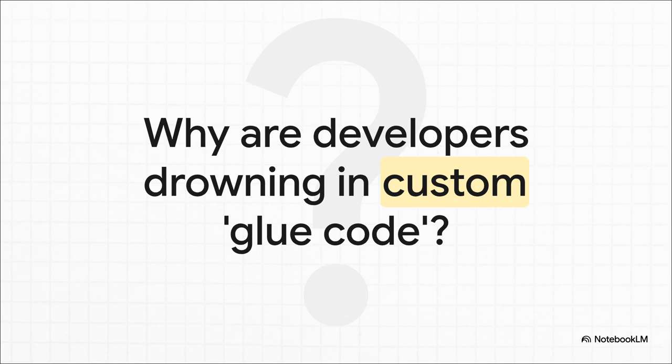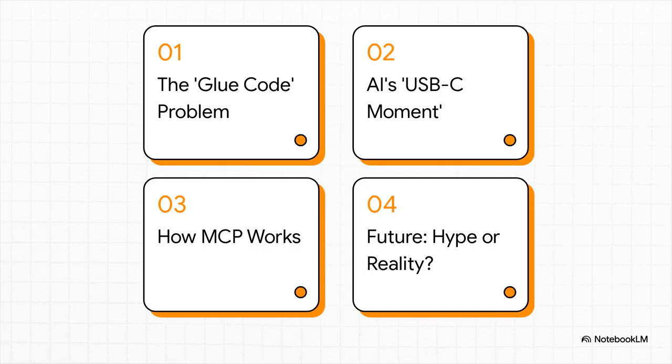Well, it all starts with a massive headache that pretty much every AI developer is dealing with right now. We're talking about a tangled mess of code that's just a nightmare to write and even worse to keep running. All right, here's how we're going to break it down. First, we'll get into this whole glue code problem. Then, we'll talk about AI's big USB-C moment. You'll see what I mean.